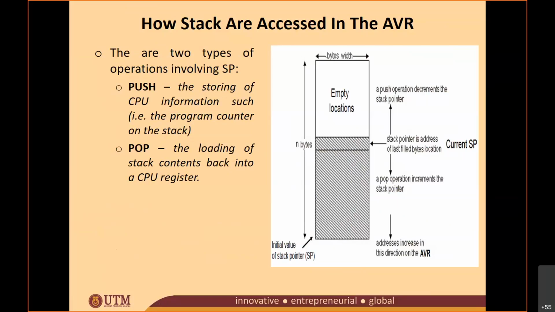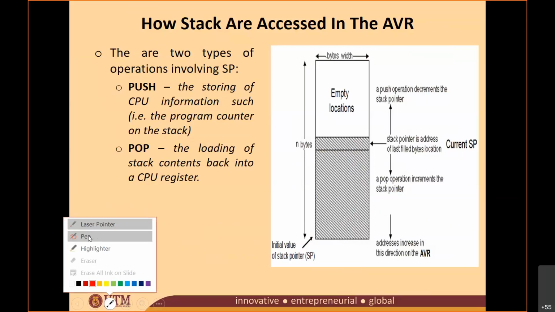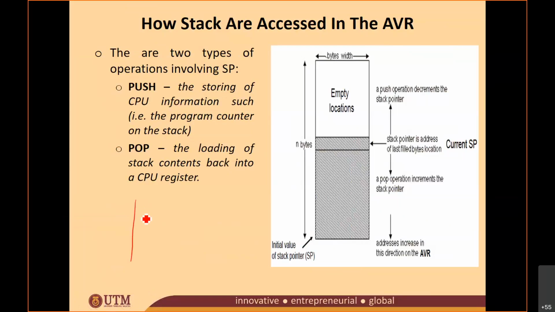So this is our data memory. The data memory can be divided into three parts: GPR, IO, and RAM. Your stack should be around this RAM here. The stack pointer must point to this location, which is inside your RAM.